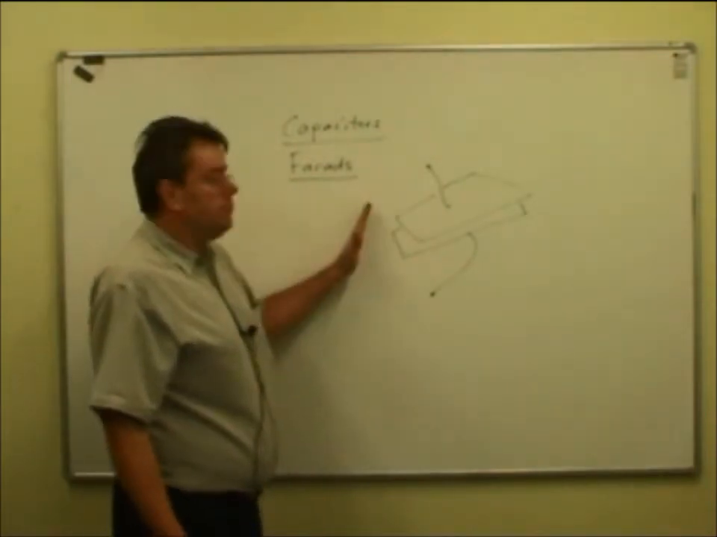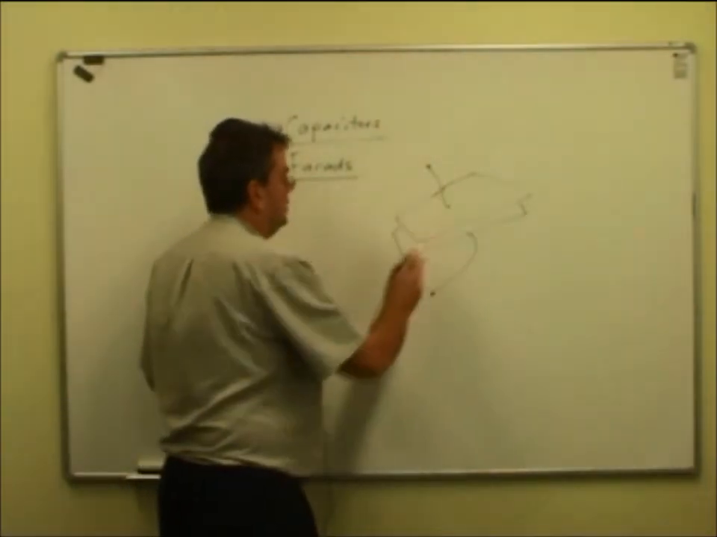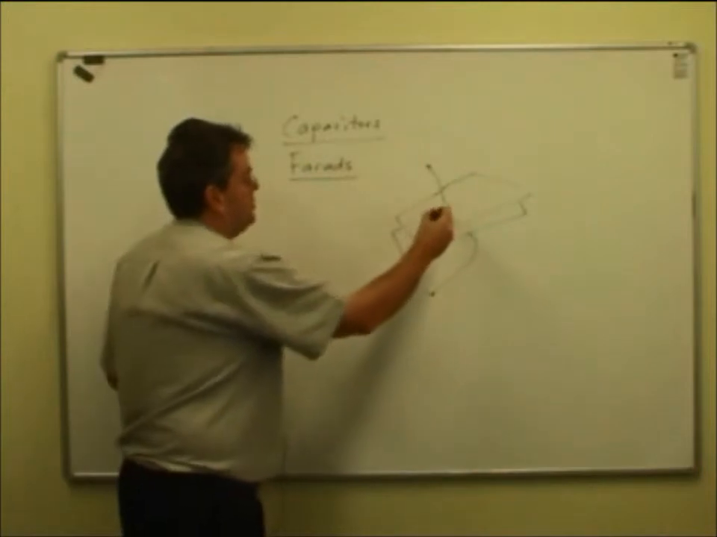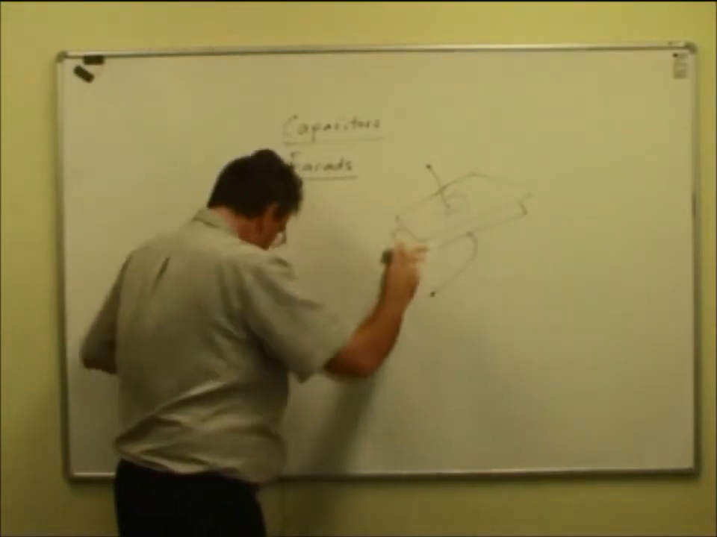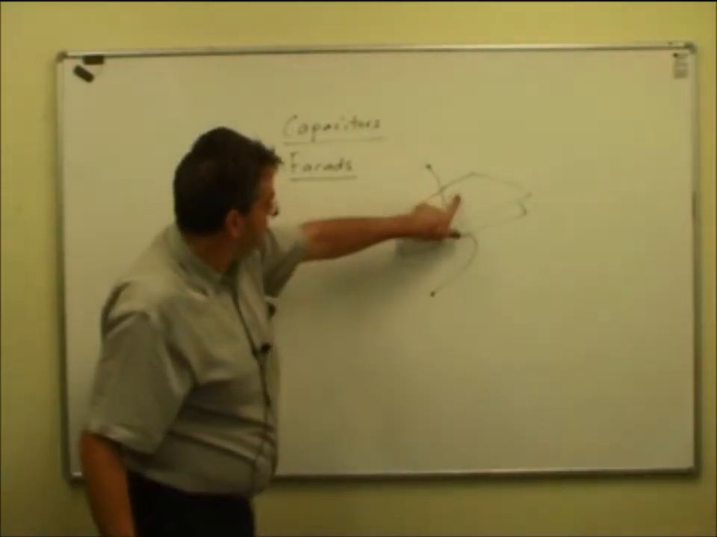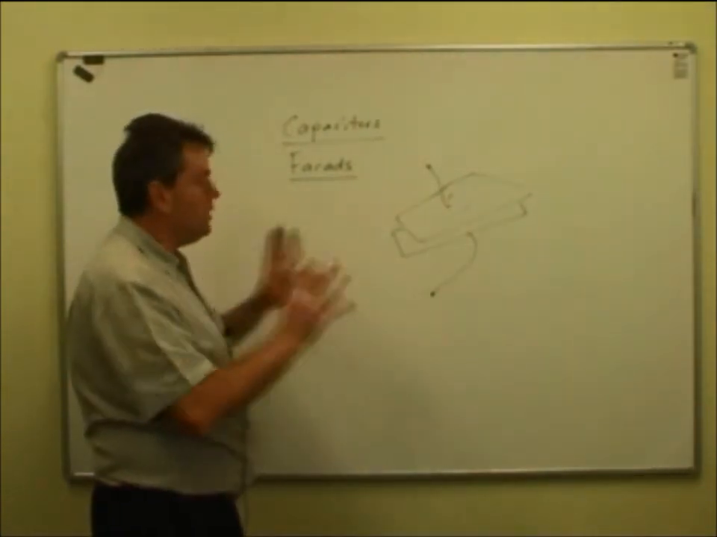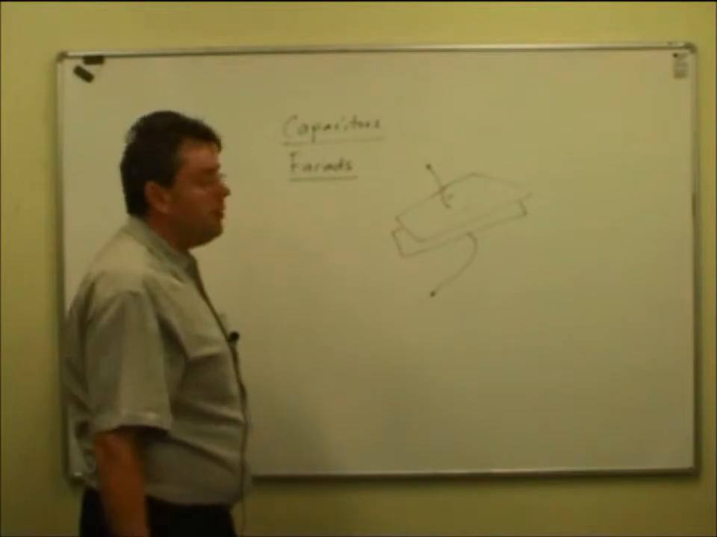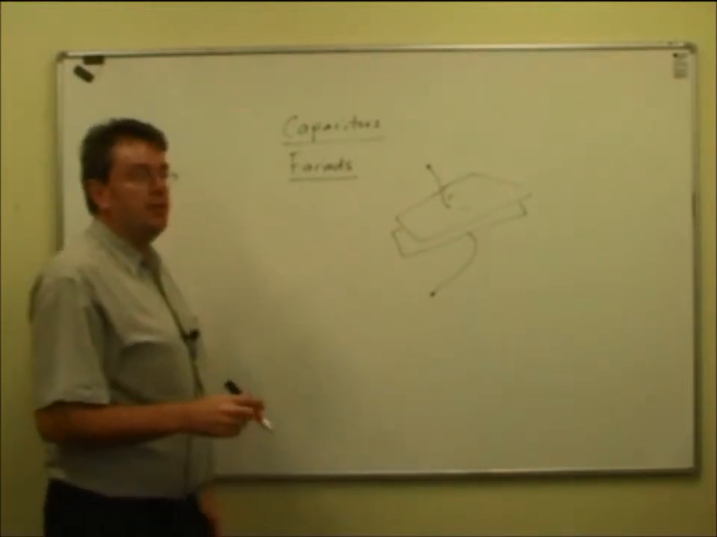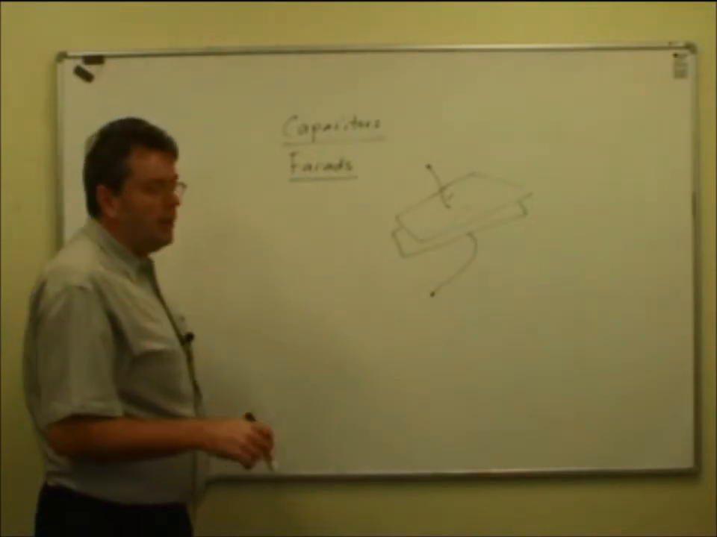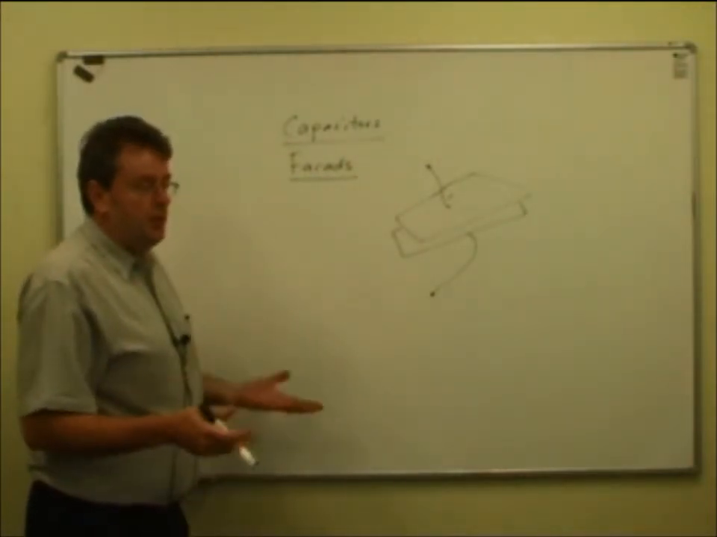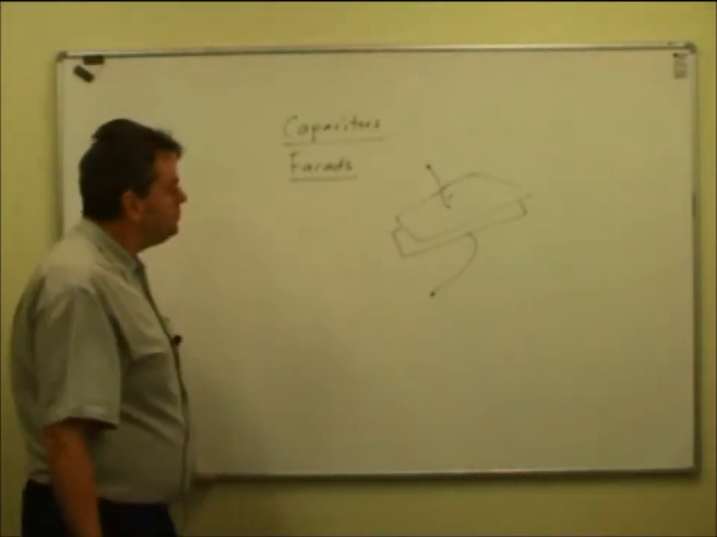The first thing is the area of the plates. The bigger the plates are, as opposed to, say, a capacitor with a smaller set of plates each side, it's common sense, really. The larger the area of the plates, the more electrons you can fit on there. So the larger the area of the plates, the larger the capacitance. So it's in direct proportion. As one goes up, the other goes up with it.